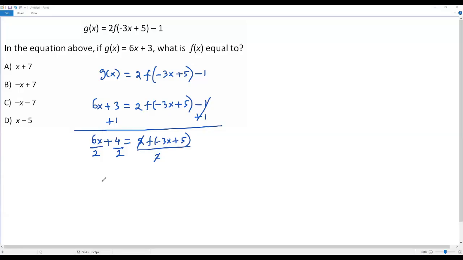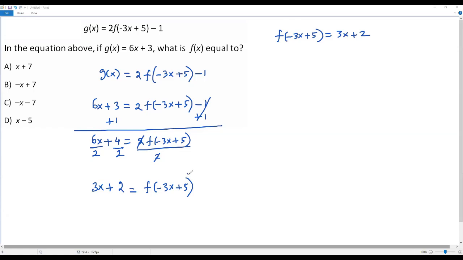When I divide 6x by 2, I am getting 3x. When I divide 4 by 2, I am getting 2. On the right side, we have f of (negative 3x plus 5). The same equation can be written as f of (negative 3x plus 5) equals 3x plus 2. Actually, it is a function of x, but it is not in regular format. Regular format means we'll have a single variable inside the parentheses, but here we have an expression.